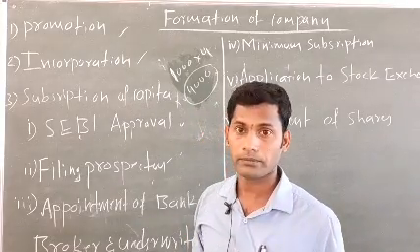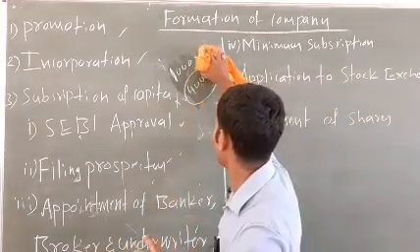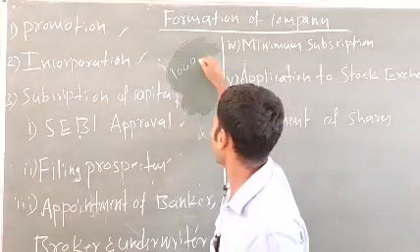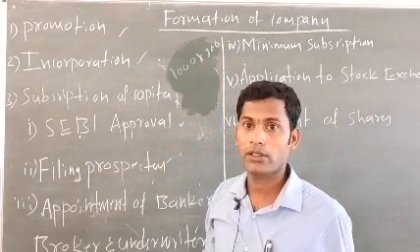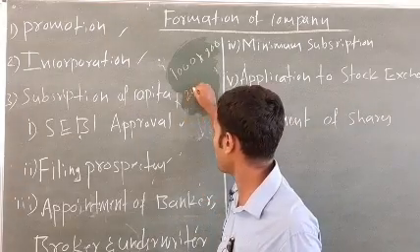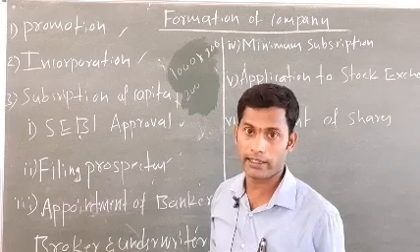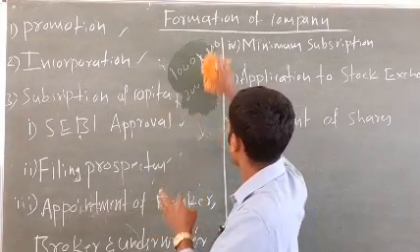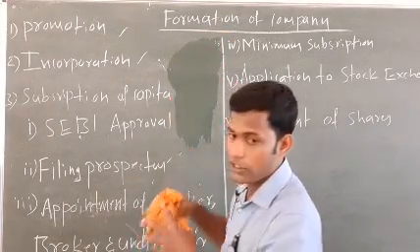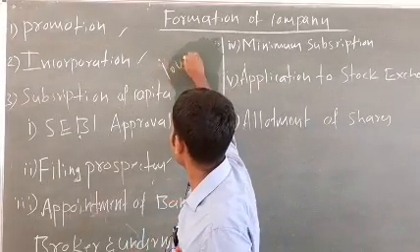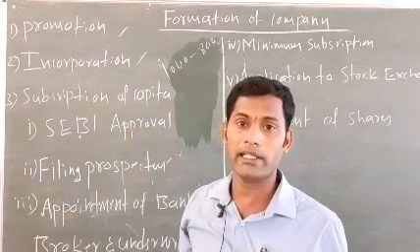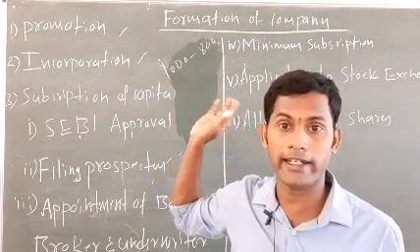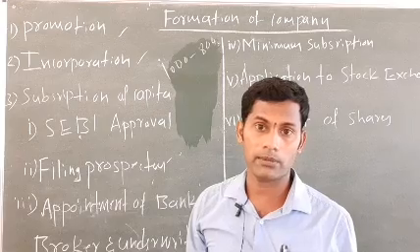Then the third one, underwriter. In some cases, the company issued 1000 shares, but only 800 shares were subscribed. The remaining 200 shares would be purchased by the underwriter. This is the case of under subscription. For example, the company issued 1000 shares, only 800 shares were subscribed or purchased by the public. The company issued 1000 shares, we got applications for only 800 shares. It is called under subscription.